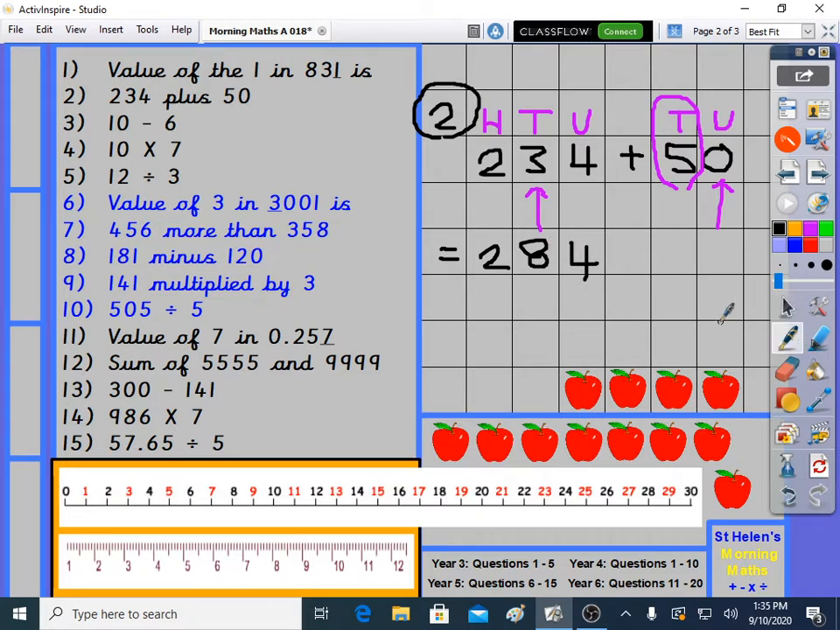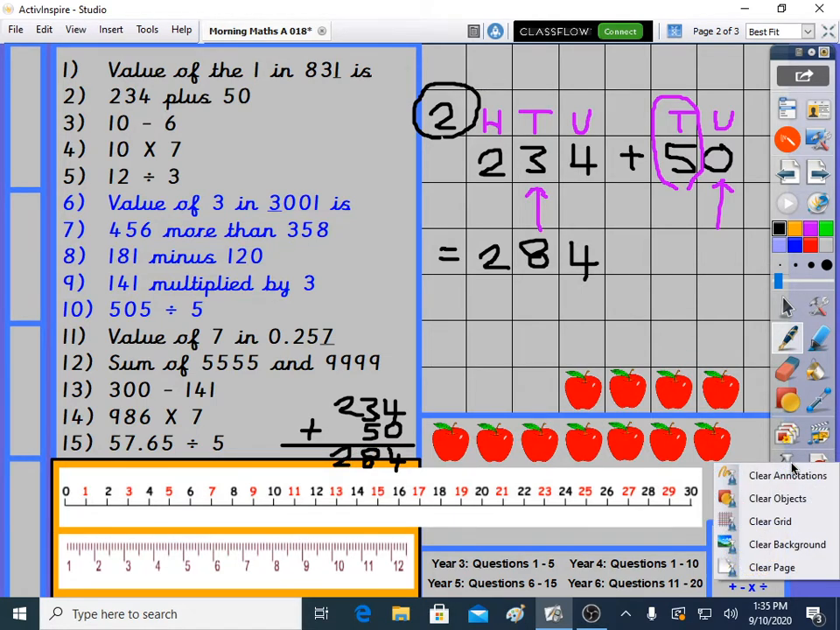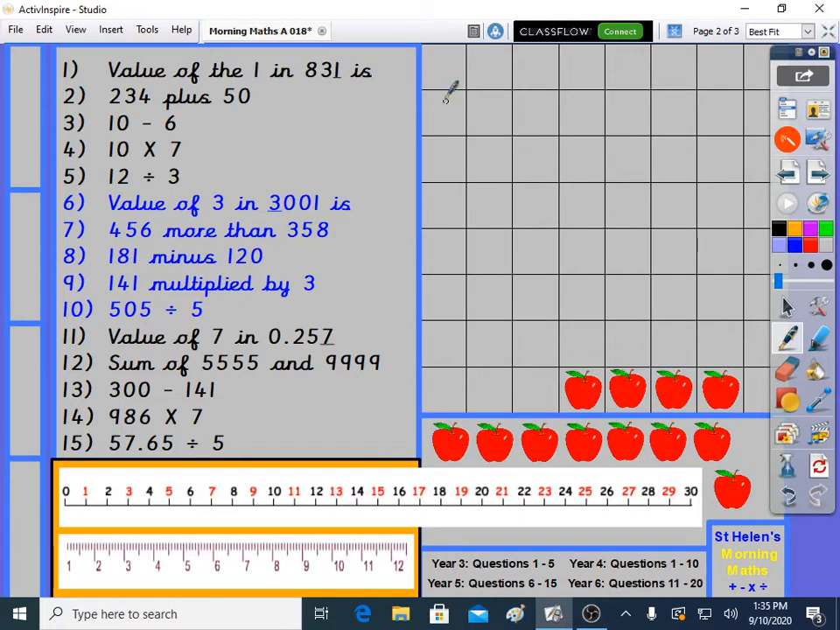Or you could do that in the column method. So there's the answer, 234 plus 50 is 284. But the column method, I'm going to squeeze that in down here. You could do 234 plus 50, line it up down the right, which is this side. And we add those and it should still be 284. Really tight for space today, but 284 is the answer to question 2. Make sure you've got that down. We go to question 3.